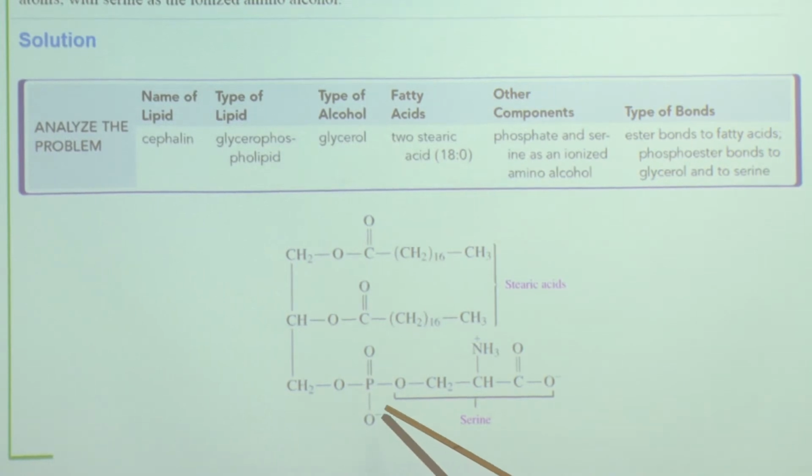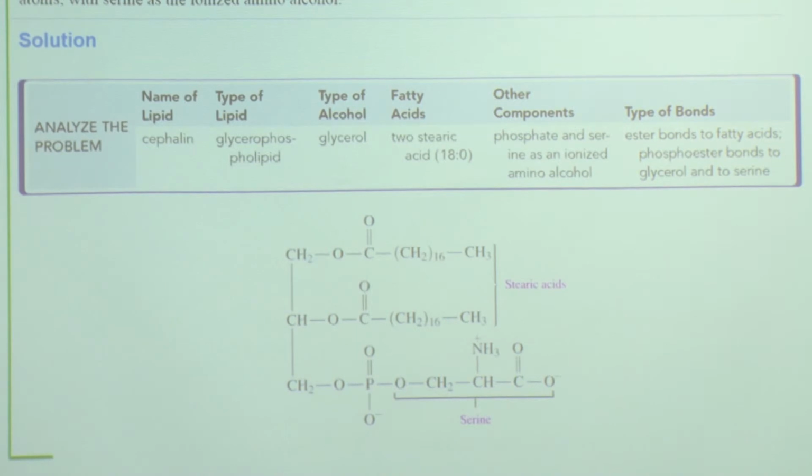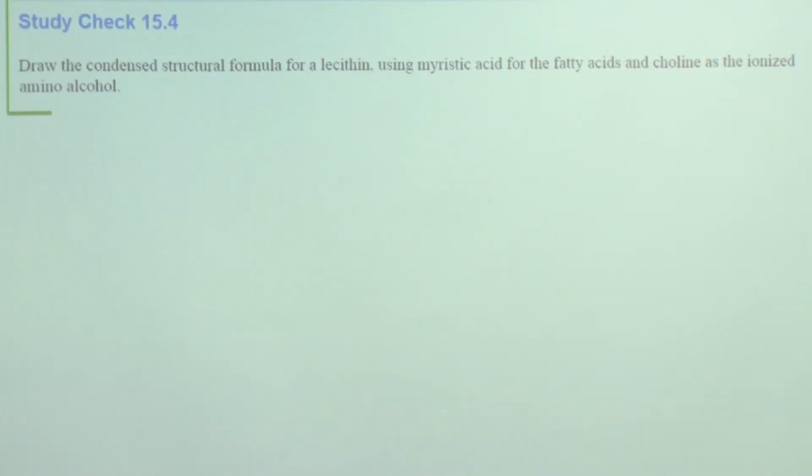So this is your polar head. This is your non-polar tail. So these glycerophospholipids, again we discussed this in cell membranes, are the components of cell membranes and help in communication and transport.